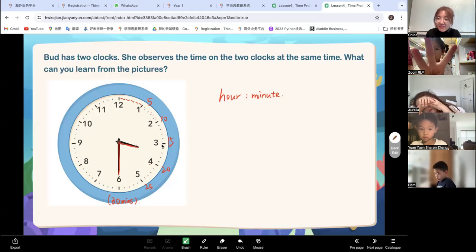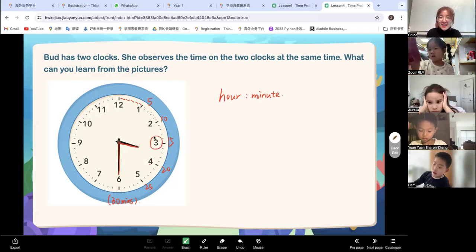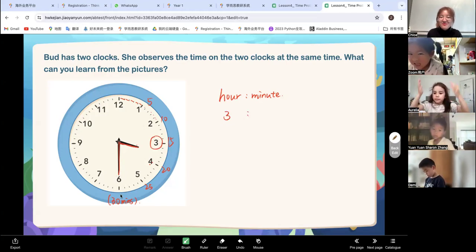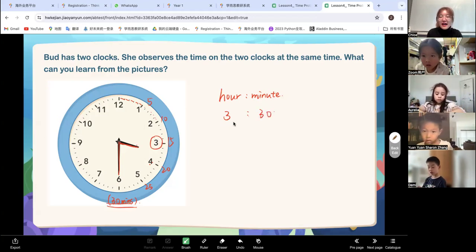So now for the hour, great. We will choose number 3. 3 will be the hour. And what's the minute? How many minutes? 30 minutes. Great. Okay. So how can we read it?